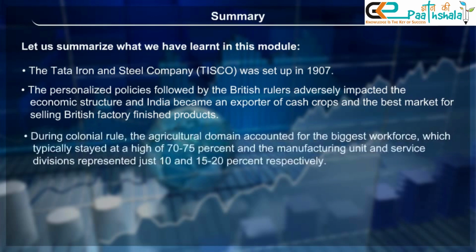During colonial rule, the agricultural domain accounted for the biggest workforce, which typically stayed at a high of 70 to 75%, and the manufacturing unit and service divisions represented just 10 and 15 to 20% respectively.